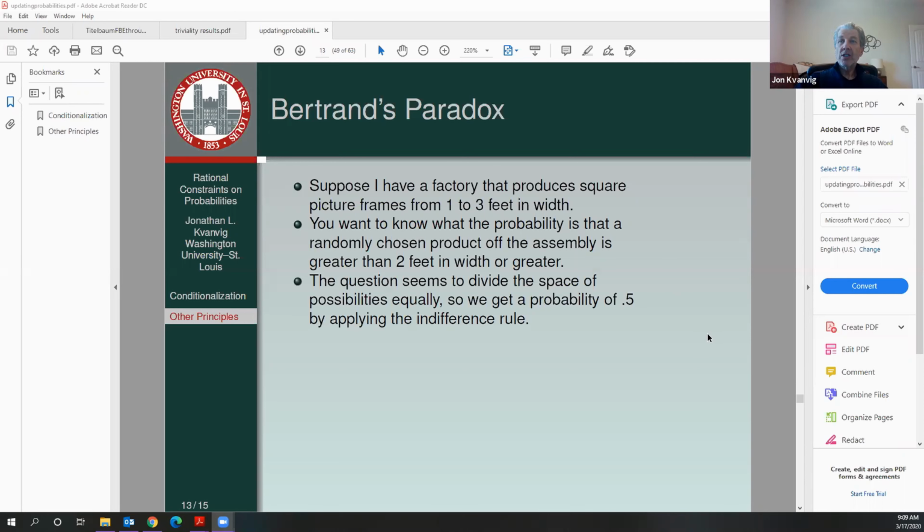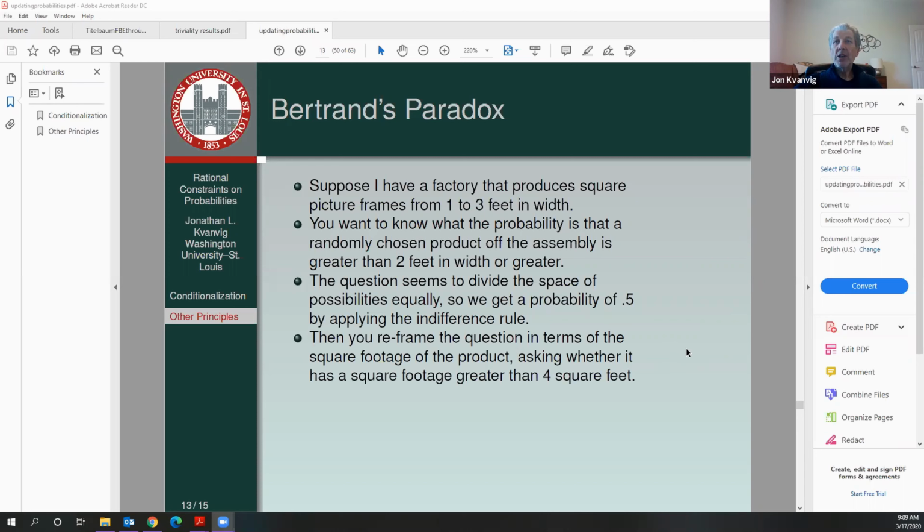And there it looks like you divided the space of possibilities equally, since the space of possibilities runs from 1 to 3, and you're asking about the upper half of that. If we apply the principle of indifference, it looks like we should get a probability of one half that a randomly chosen product will be greater than 2 feet in width.